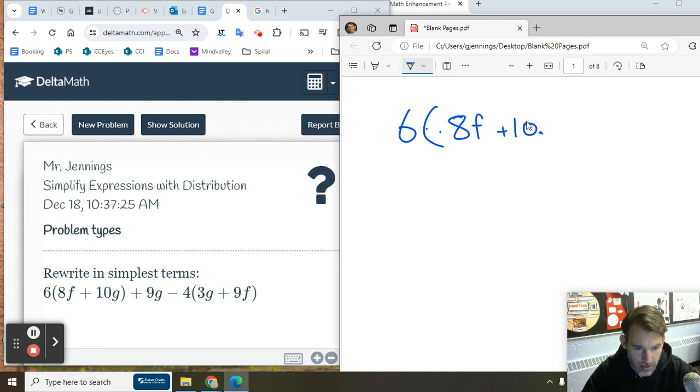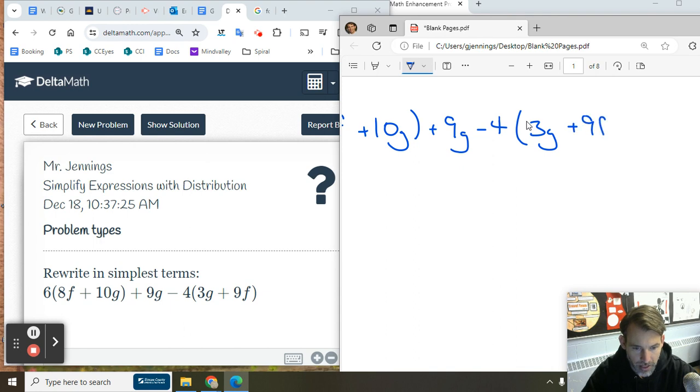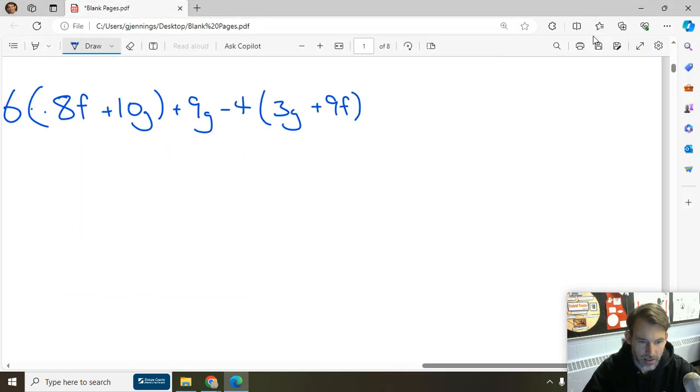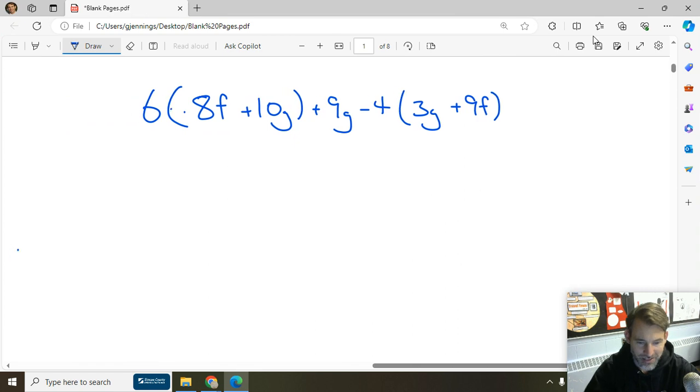Plus 10g plus 9g minus 4. Do I have space over there? I do. Times 3g plus 9f. Okay, let's go. Let's do it. All right, so we're going to distribute.